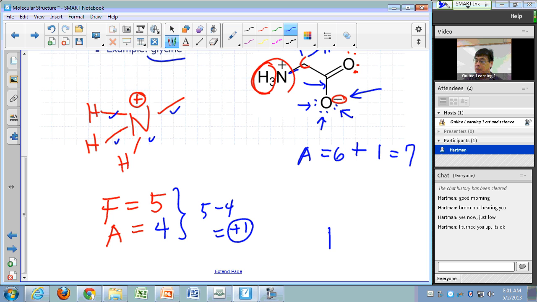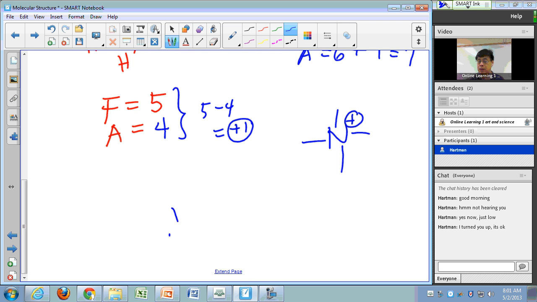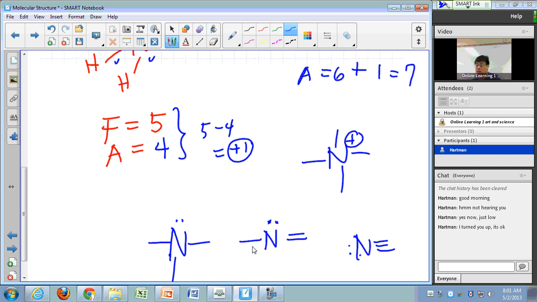So anytime nitrogen has 4 bonds around it, it has a formal charge of +1. Okay? Now, for nitrogen to have a 0 formal charge, it will have to have 3 single bonds and a lone pair, or a double bond and a single bond and a lone pair. So it needs 3 bonding pairs, or a triple bond and a lone pair.